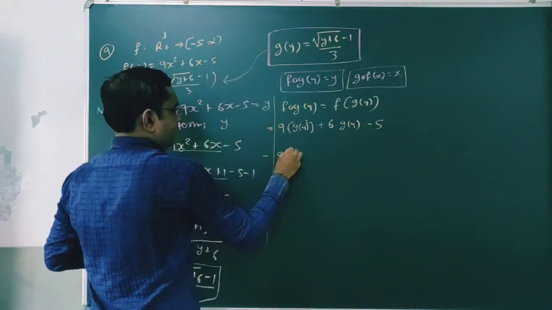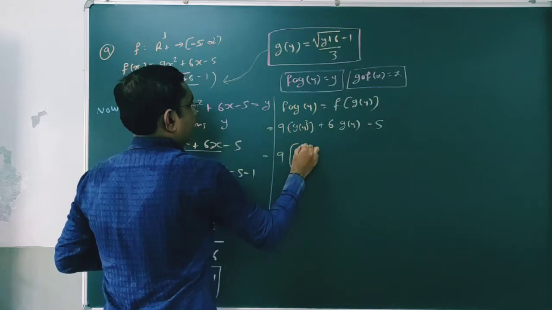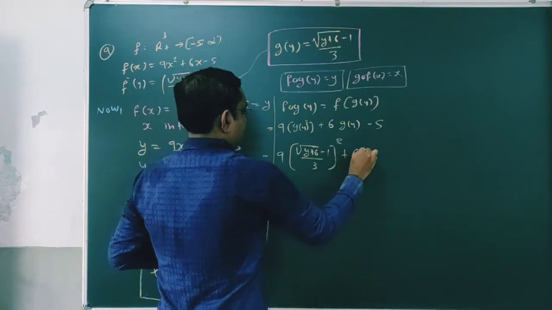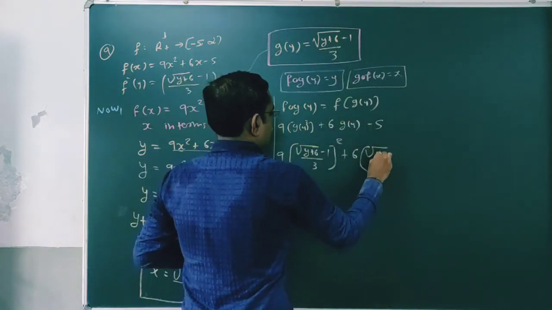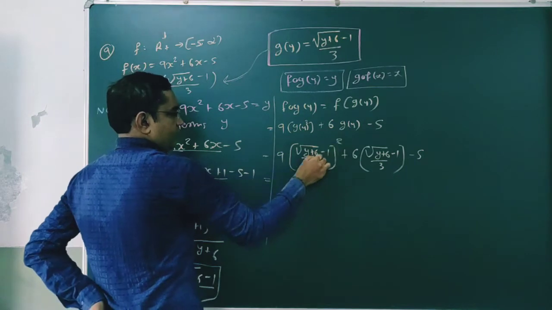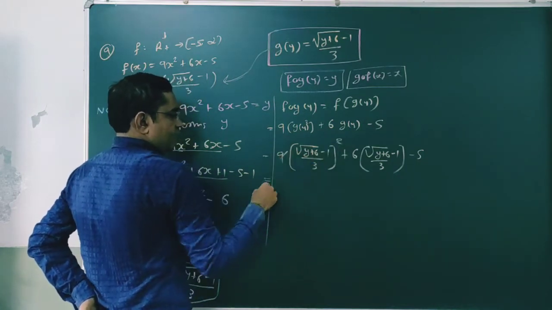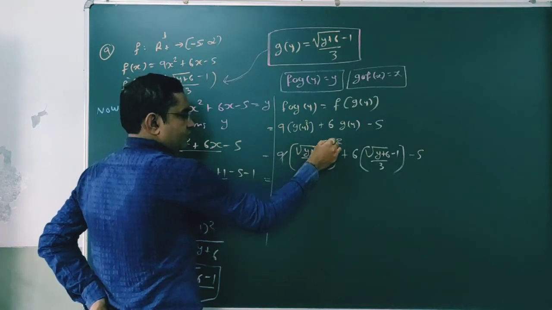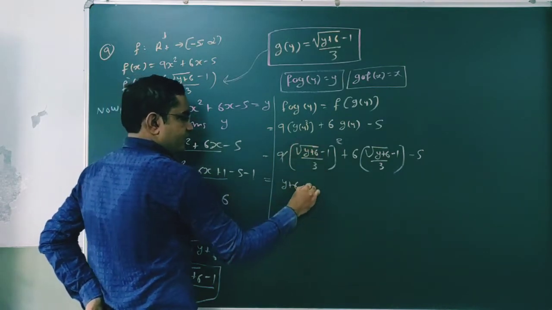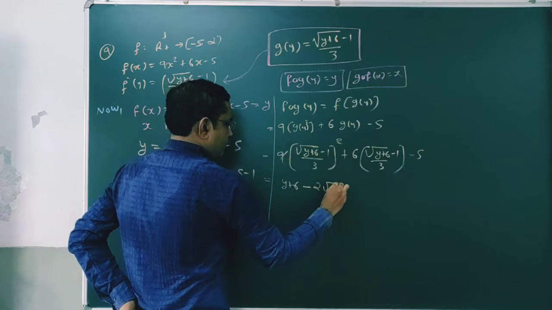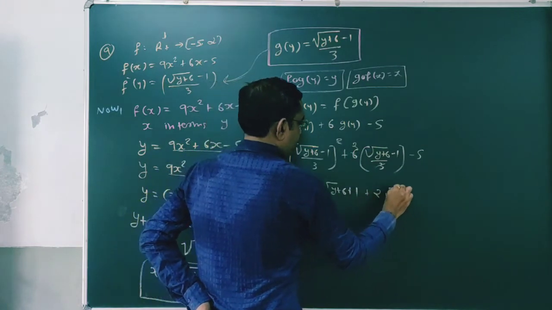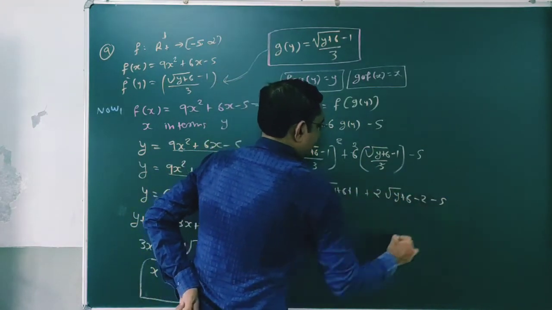Now this is equal to 9 into g of y whole square. This is our g of y. So g of y is square root of y plus 6 minus 1 by 3, whole square, plus 6 into g of y, that is equal to root y plus 6 minus 1 by 3, minus 5. Now this is equal to, on squaring, the 3 squared, 9, cancels in the numerator, and the square of square root of y plus 6 minus 1 will be expanded. So y plus 6, the square of square root of y plus 6, is y plus 6, minus 2 into root y plus 6, plus the square of 1, which is 1. This becomes 3 2 6. So this one is 2 into root y plus 6 minus 2 minus 5.